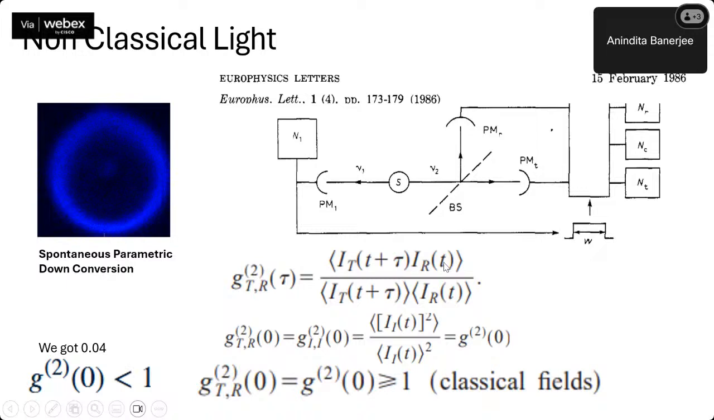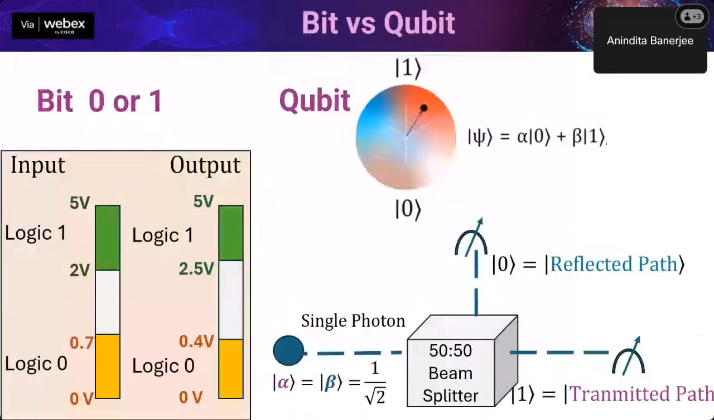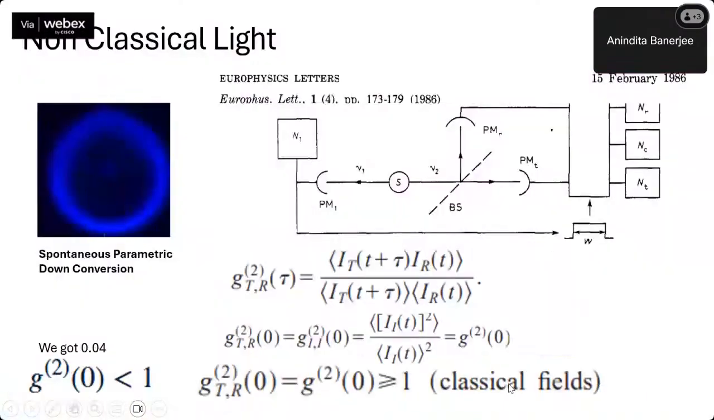So for such a classical field, the correlations between the intensity of the transmitted and the reflected light, with respect to this beam splitter, okay, remember this diagram? So here it is a beam splitter. This correlation between the transmitted and the reflected light is given by the second order temporal coherence. It is a function of the time delay tau between the intensity measurements.